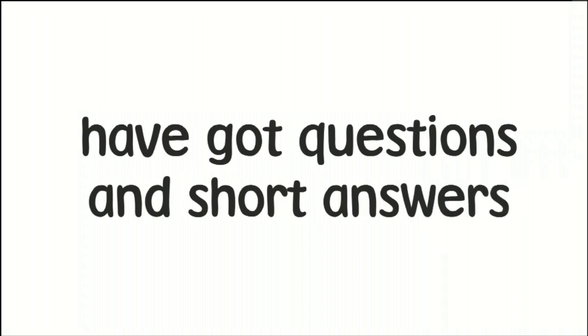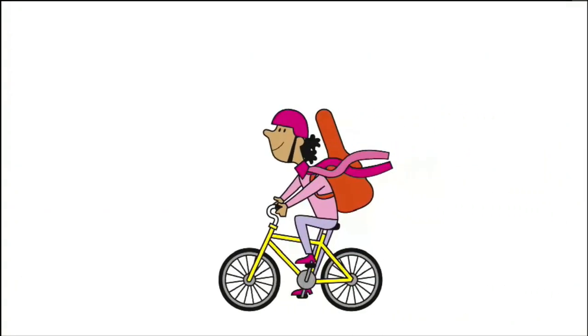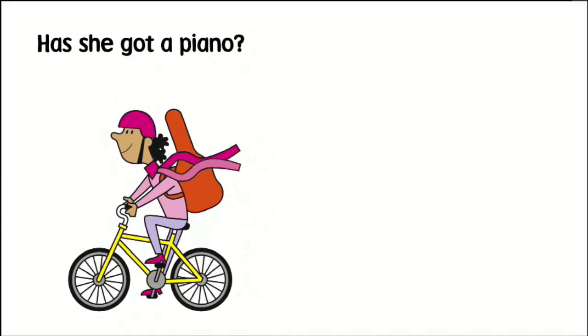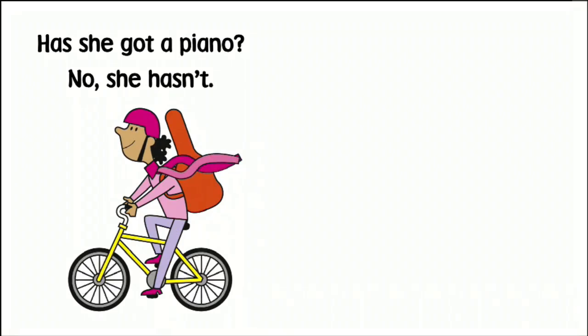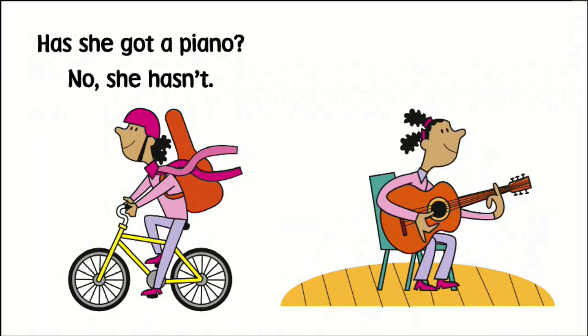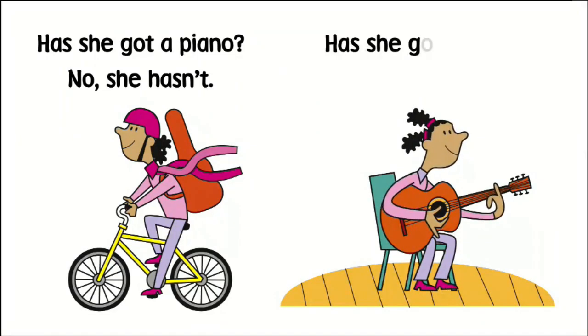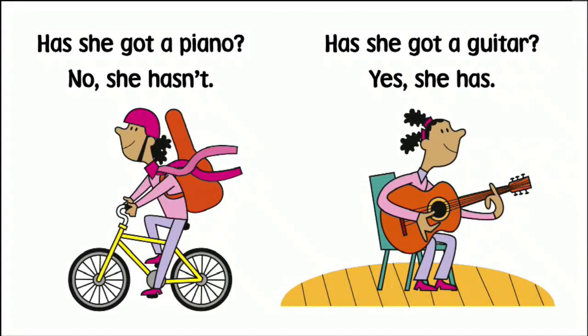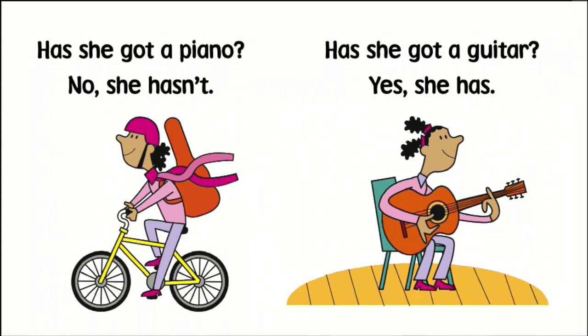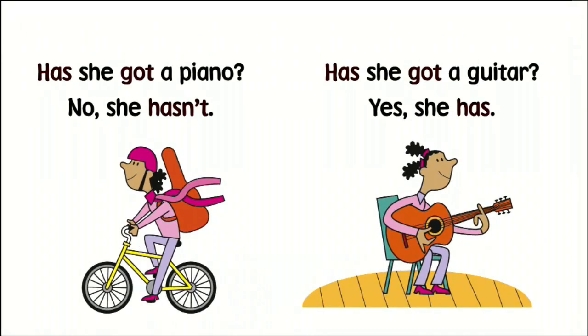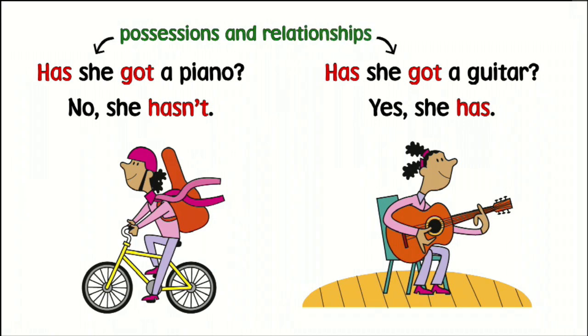Have got, questions and short answers. Has she got a piano? No, she hasn't. Has she got a guitar? Yes, she has. We can use have got to ask and answer questions about possessions and relationships.